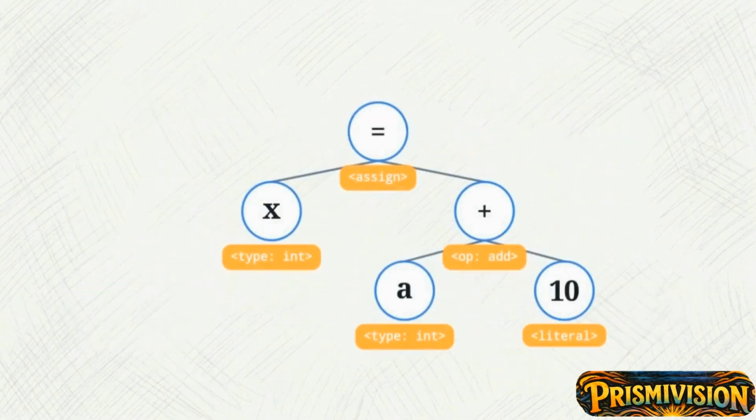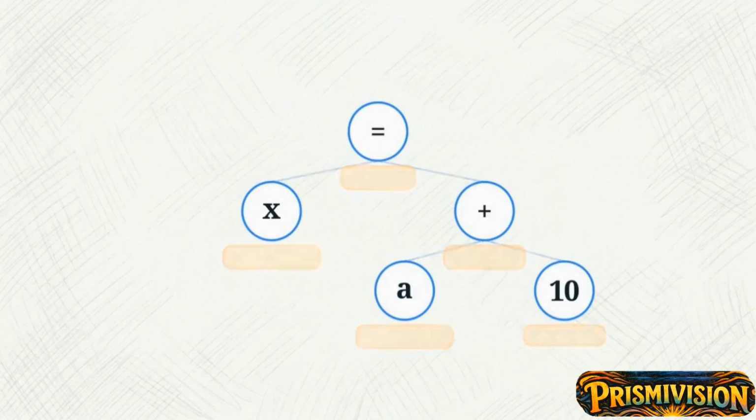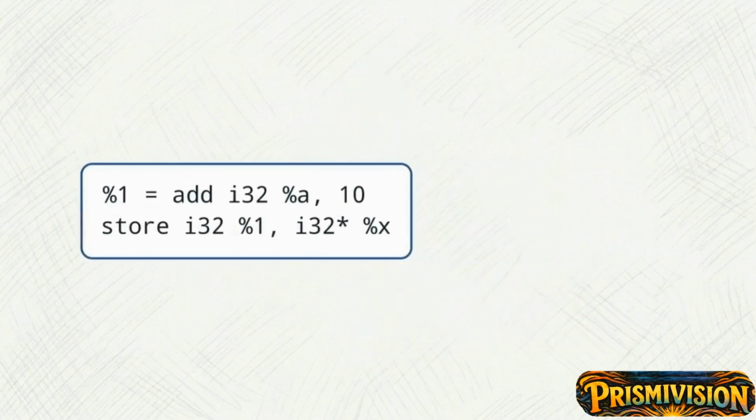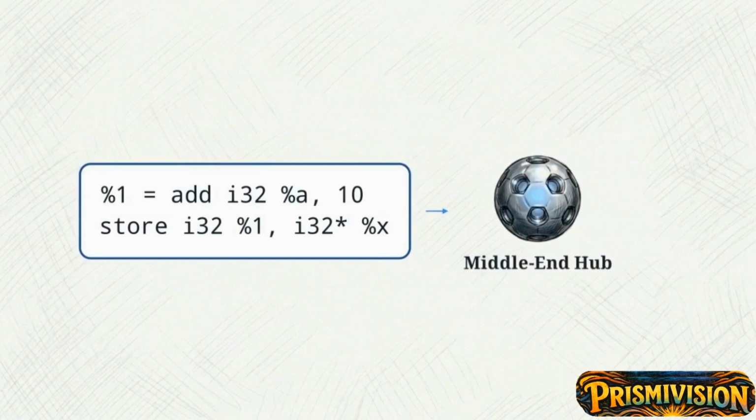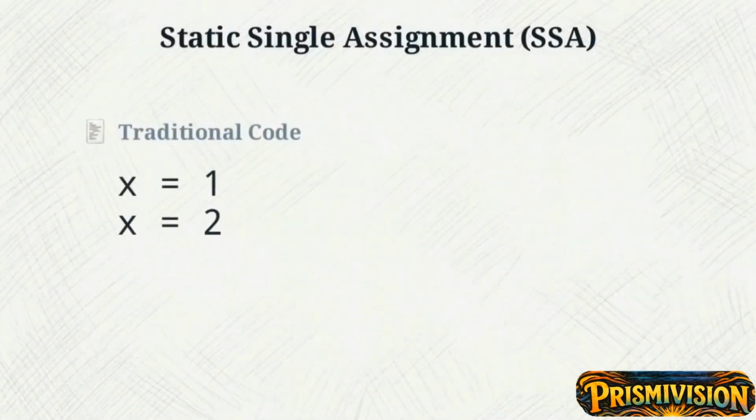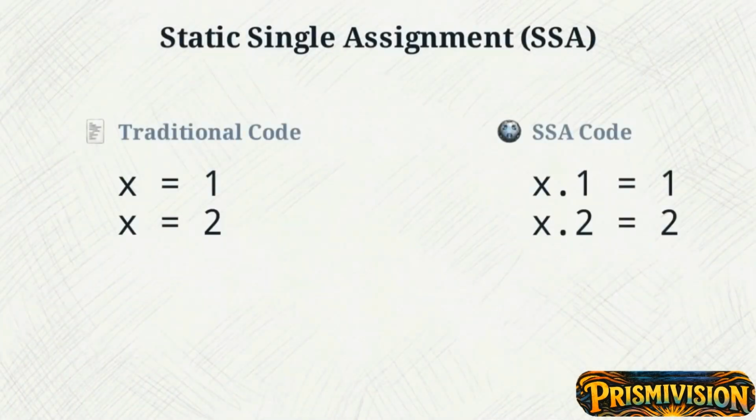Watch as the branched, language-specific annotated AST collapses. It flattens into a linear, target-independent sequence of text-based instructions known as LLVM IR. To optimize this code, LLVM IR relies on one specific architectural feature: static single assignment form, or SSA. SSA enforces a strict foundational rule. Every variable in the intermediate code is assigned a value exactly once.